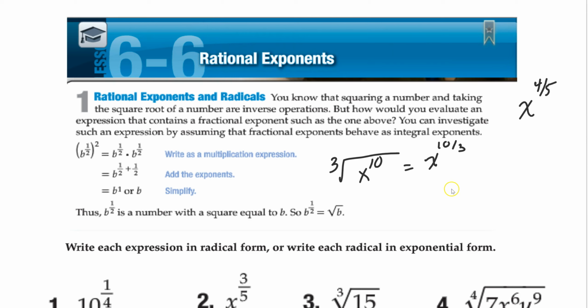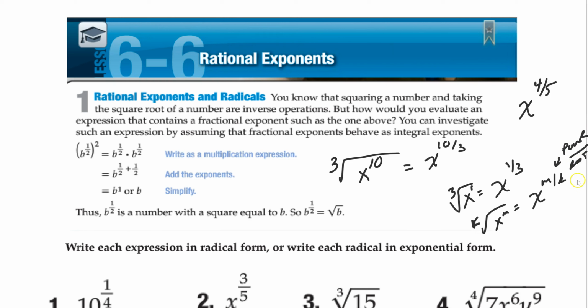If I give you something like a cube root of x, you could write that as x to the 1/3, power over root, 1 over 3. So in general, if you have a k root of x to the m, you write it as x to the m over k. Power over root. That's the key. Power over root. So that's the whole idea. That's how we write it.